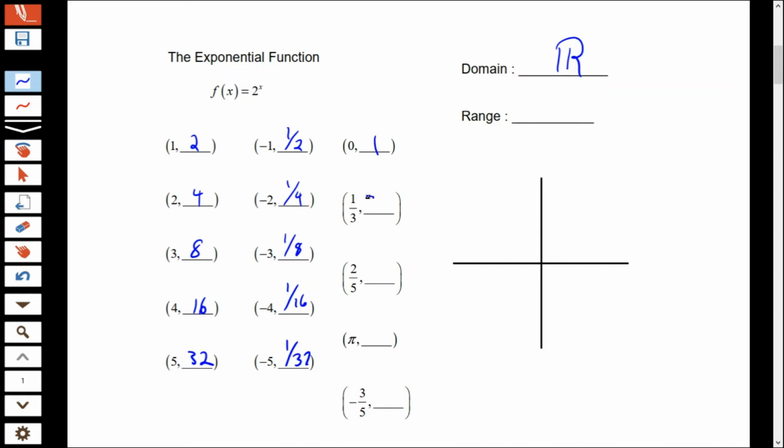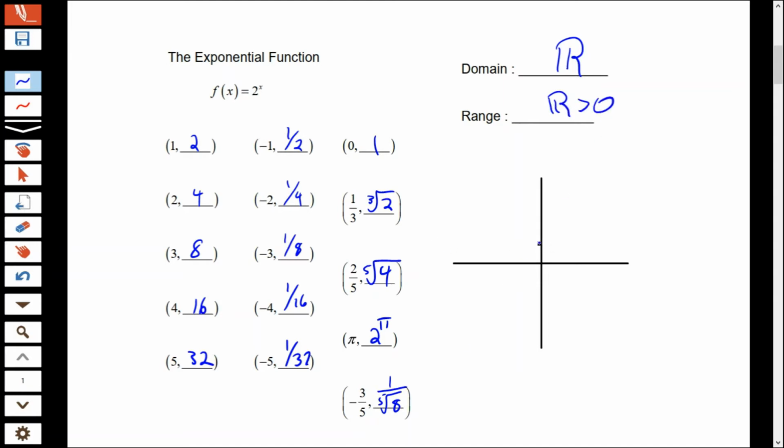Plugging in a 3rd would give you a cubed root. This would give you a 5th root of 2 squared. This is just 2 to the pi, whatever that happens to be. And negative 3/5 is 1/5 root of 8. And what you might notice about all of these answers is really that all of them are greater than 0. And I don't know of a way right now to make 2 to the x equal to 0. So I'm just going to put down reals greater than 0.